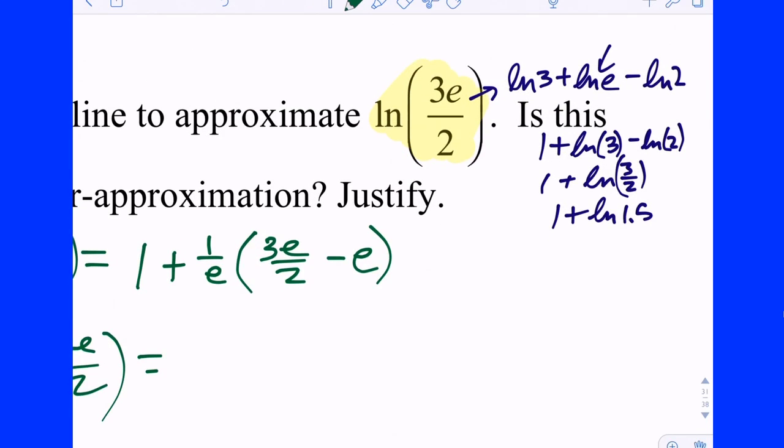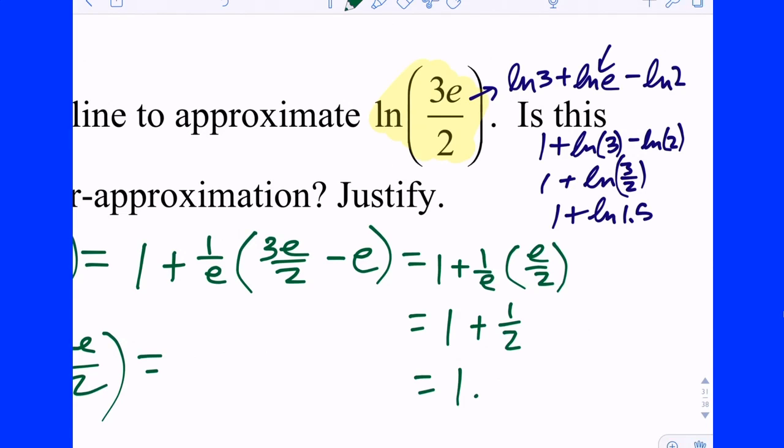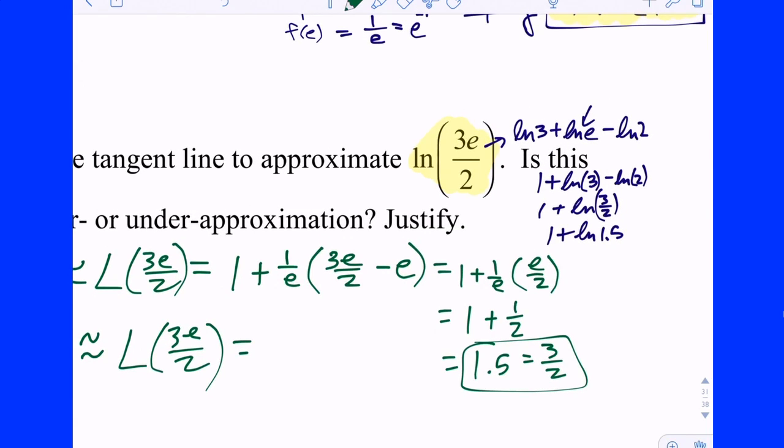Now, on a free response, I guess that is an exact answer, but we want to keep going. What is 3e/2 minus e? 1/2 e, right? Or e/2. What happens with the 1 over e times e over 2? They divide out, we get 1/2, and 1 plus 1/2 is 1.5 or 3/2. There you go. So apparently the natural log of 3e/2 is about 1.5.